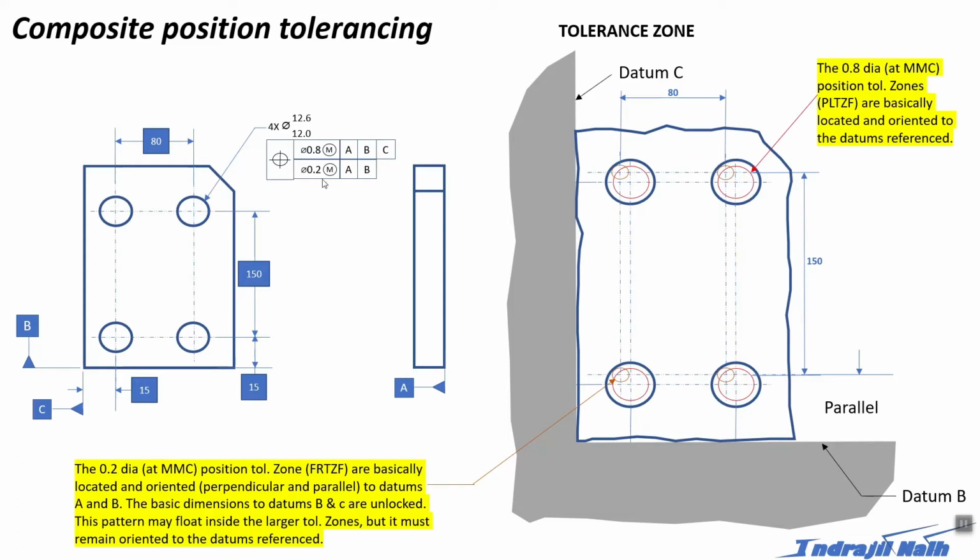What it actually tells you is that at maximum material condition, which will be at 12.0, this 0.2 tolerance zone will lie within this 0.8 tolerance zone, and this 0.2 tolerance zone can float anywhere, but there is a catch. Since this is a pattern, it will move together as a pattern. Suppose this one moves, this one also moves. With respect to that, the relative position, that is 150 and 80, will never change.